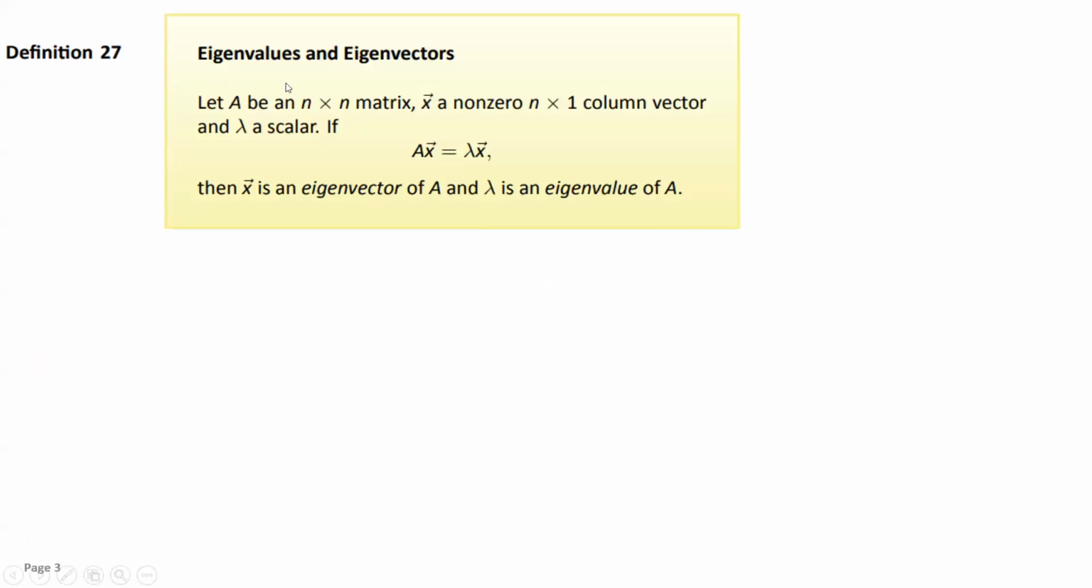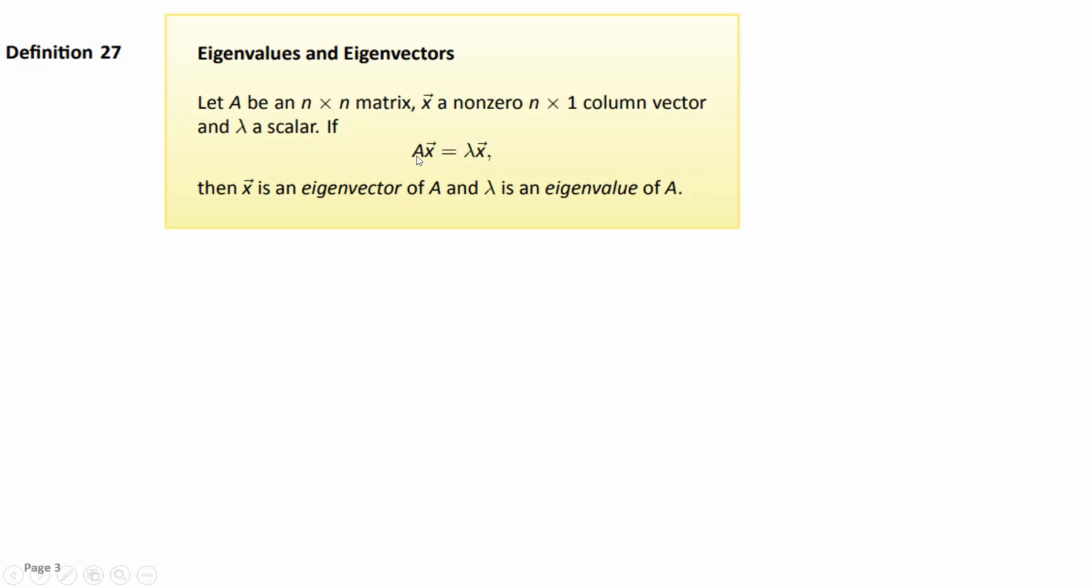So let me tell you what eigenvalues and eigenvectors are. Let A be any nth order matrix, and x bar is a non-zero vector. What does x bar represent? X bar means nothing but a vector. Here A represents a matrix, x bar represents a non-zero vector having n by 1 column, and lambda is a scalar. If A x bar is equal to lambda x bar, then x bar represents the eigenvector of A, and lambda represents the eigenvalue of A.